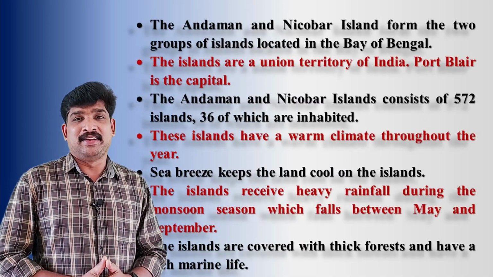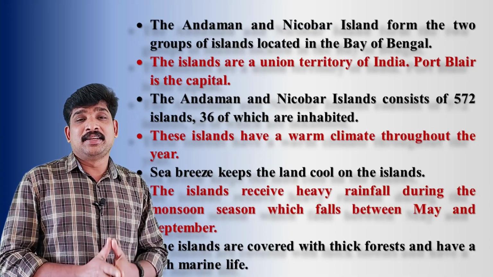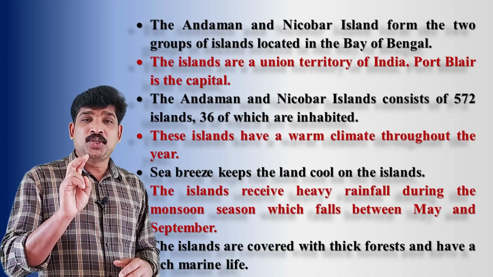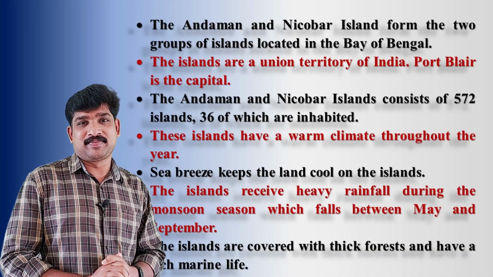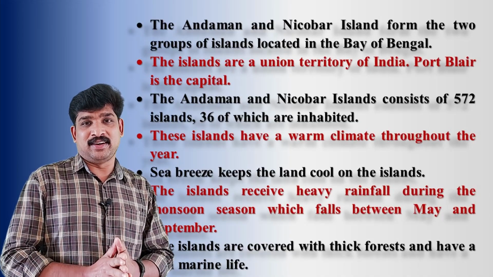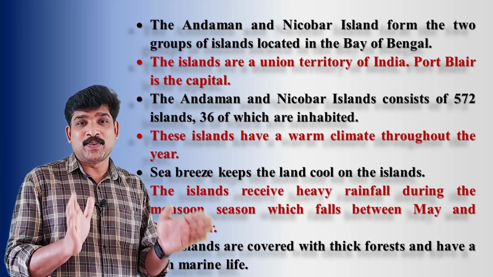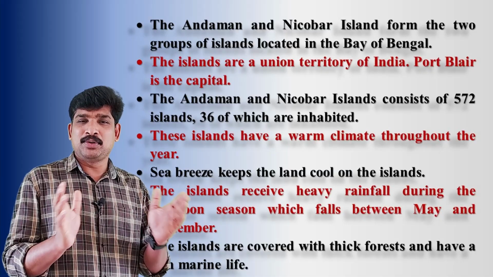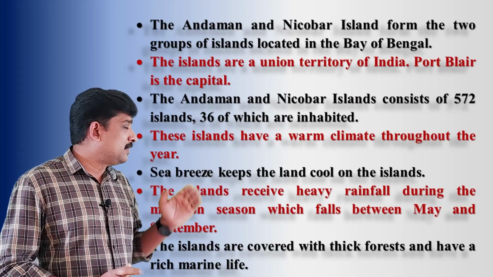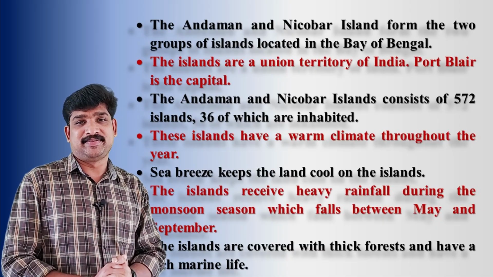The Andaman and Nicobar Islands, as I told you, are located in the Bay of Bengal. These islands are a union territory of India. What do you mean by union territory? There are two types of administrative divisions in our country: states and union territories. Unlike the states of India, which have their own governments, union territories are territories governed by the central government of India. About these union territories we will be studying in your higher classes. And here, the capital of this union territory, Andaman and Nicobar Islands, is Port Blair.